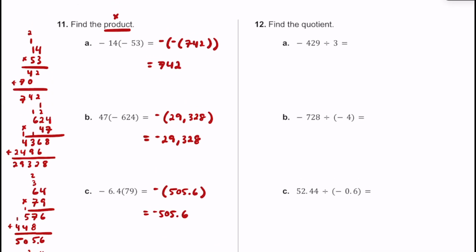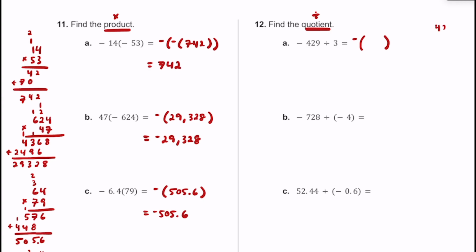All right, let's try just a few more practice problems here. And these last ones, we're actually going to be talking about division because it says the word quotient here. So let's make sure we feel comfortable dividing. All right, so for A here, we know we have a negative divided by a positive. So we know the answer is going to be the opposite of whatever we get when we ignore the decimals.